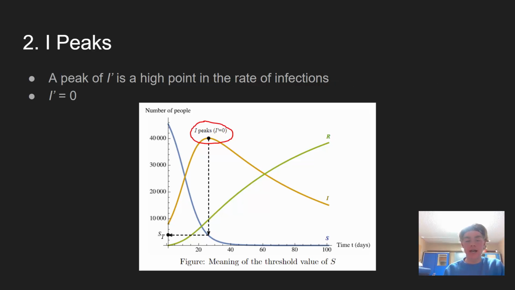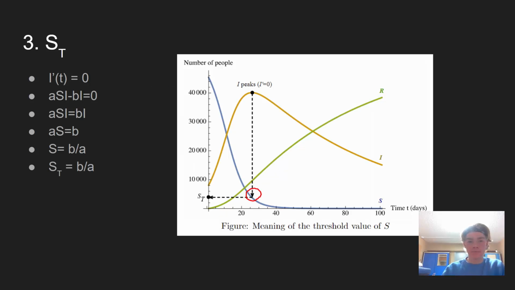Now, the second question asks us to take a look at the peaks in I, or where I prime is equal to 0, as I've outlined on that graph there. Now, a peak in I prime is a high point in the rate of infections, and you can see that on both sides the rate of infections is lower than where it is at that peak. So that's the maximum point at which the number of people who are infected.